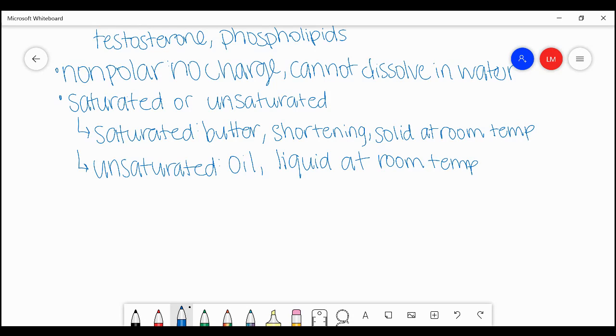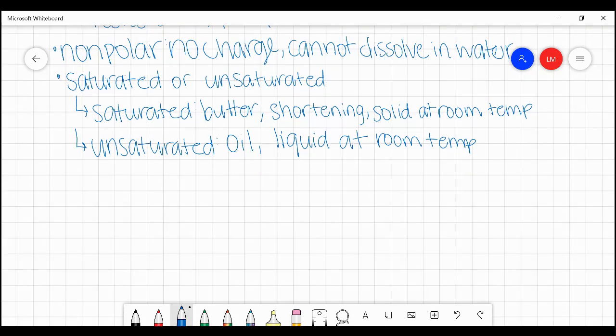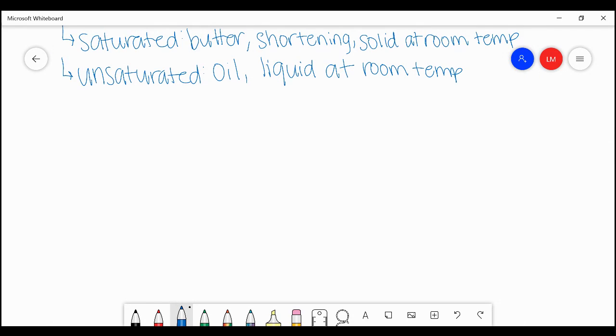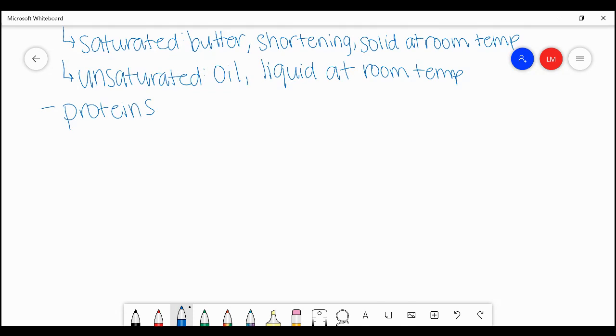Next, we will talk about proteins. I promise we're almost done. Proteins are made up of carbon, hydrogen, oxygen, and nitrogen. They, out of all of the macromolecules, have the most diverse functions. So we will only talk about a few of them.